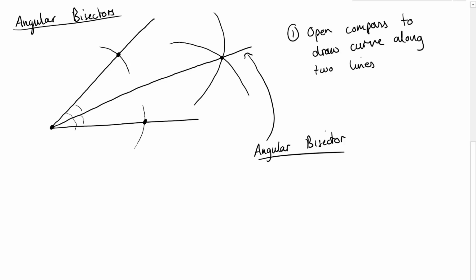Okay, so this is how we'd construct an angular bisector. You first put your point on the very edge of your angle, make two arcs, then put your point on each of those arcs, make two more arcs, and then draw a line through with a ruler.